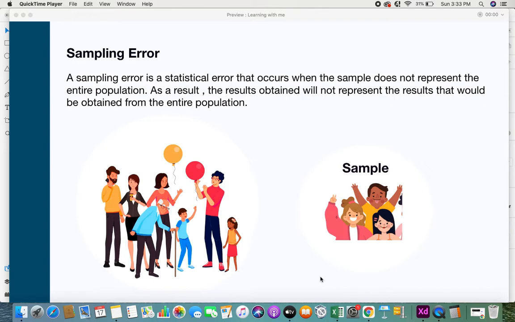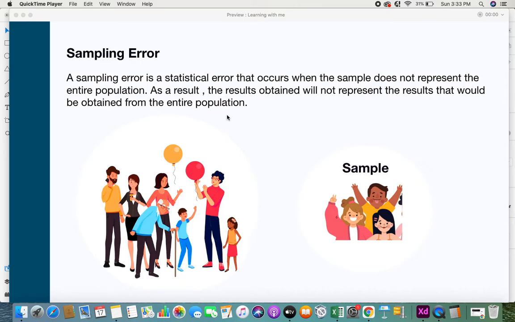And in this video, let's see what a sampling error is. A sampling error is a statistical error that occurs when the sample does not represent the entire population. As a result, the results obtained will not represent the results that would be obtained from the entire population. The key rule of sampling is that your sample should be a representation of the entire population.